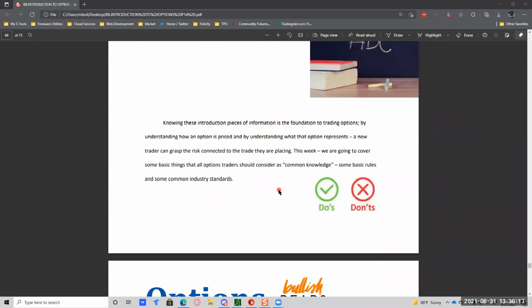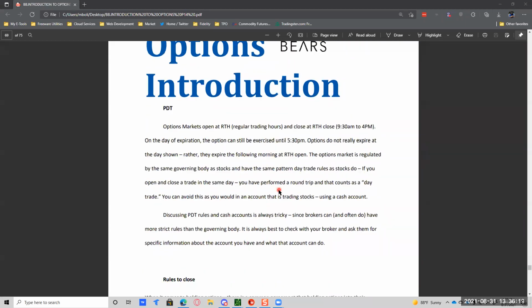So let's get into some of those do's and don'ts this week, some of the common knowledge behind options trading. Options have a PDT. They are regulated by the same body that regulates the stock market. If you're new to trading all around, you may not realize it, but the stock market is governed by different parts of our government. Futures are governed completely differently than stocks, and options are run by the same body that runs the stock market. So options are only tradable while the market is open.